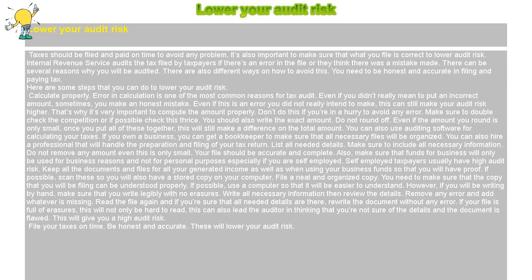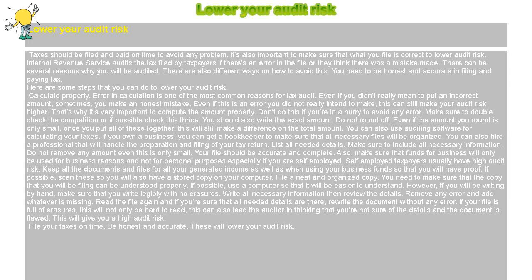Keep all the documents and files for all your generated income as well as when using your business funds, so that you will have proof. If possible, scan these so you will also have a stored copy on your computer.